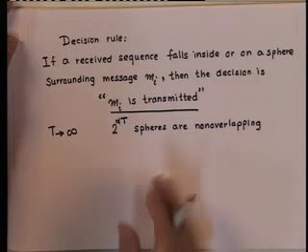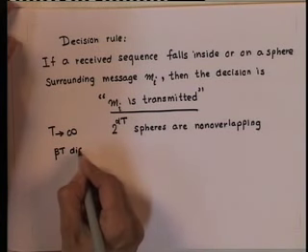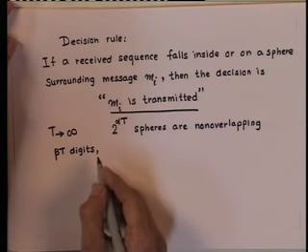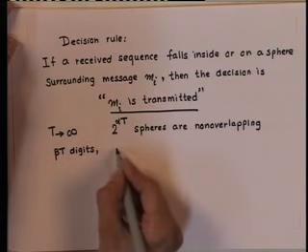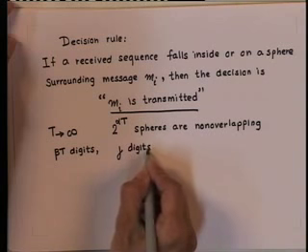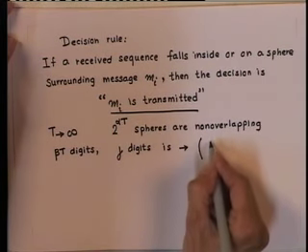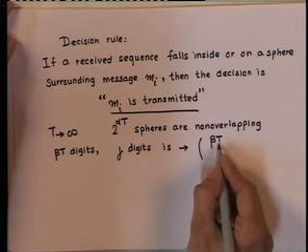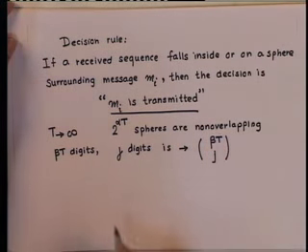Now, of all the possible sequences of beta times t digits, the number of sequences that differ from a given sequence by exactly j digits is given by beta t choose j, this combination.